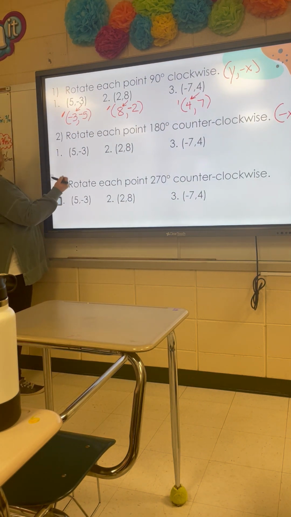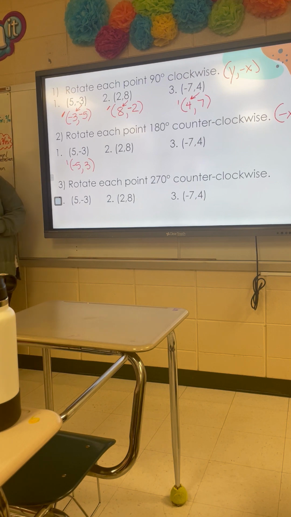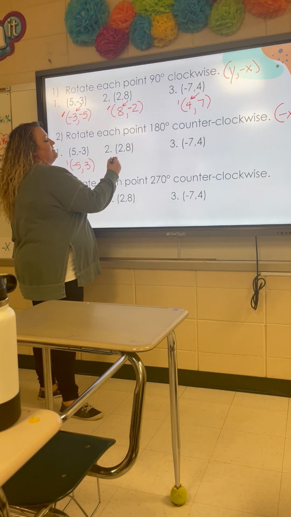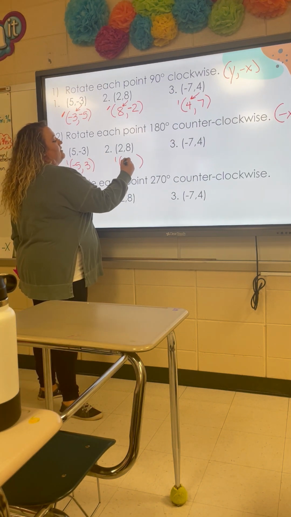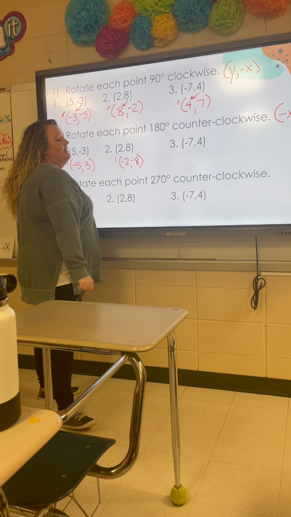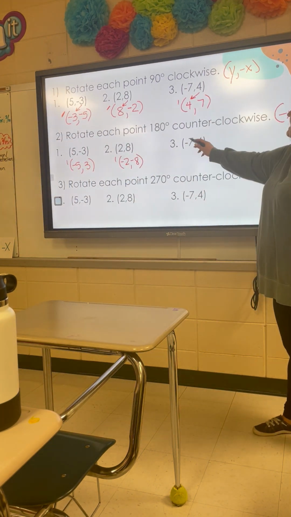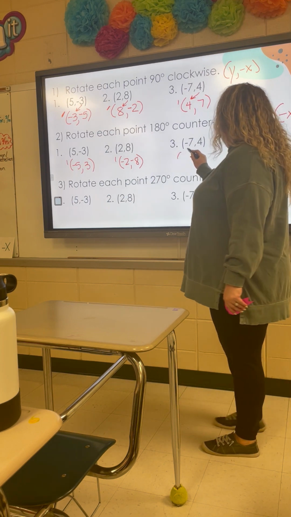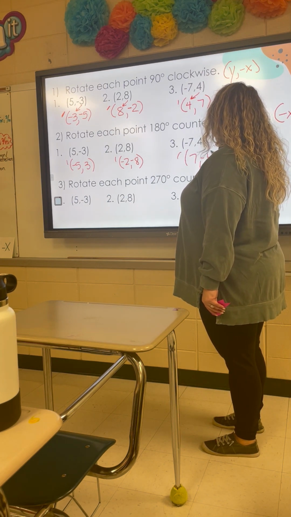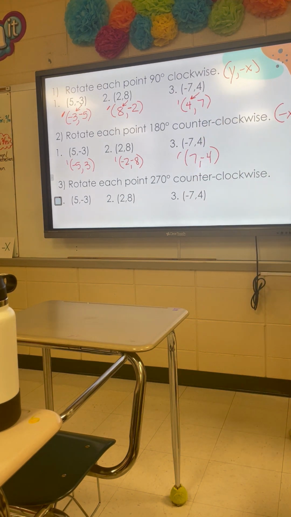So positive 5 will become a negative 5, and negative 3 will become a positive 3. So the new location of 5, negative 3 is negative 5, 3. 2, 8, those are both positive, so they're gonna both change signs, become negative 2, negative 8. And the last one, negative 7, 4, will become 7, negative 4. Both just change signs.